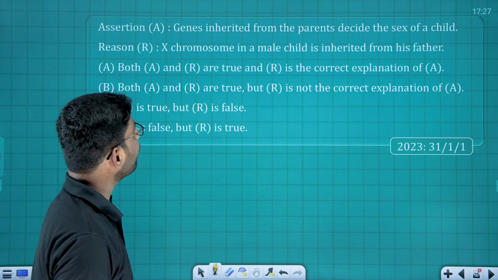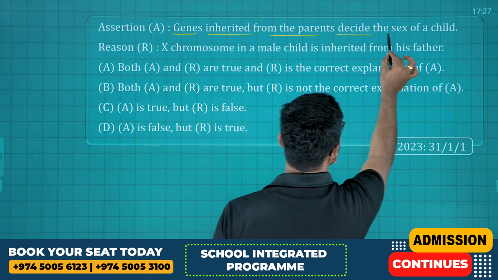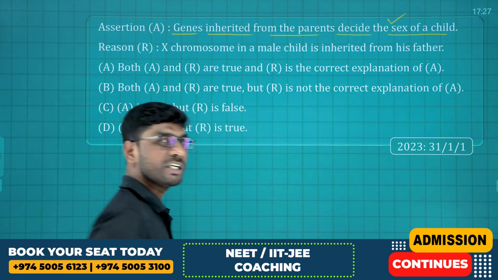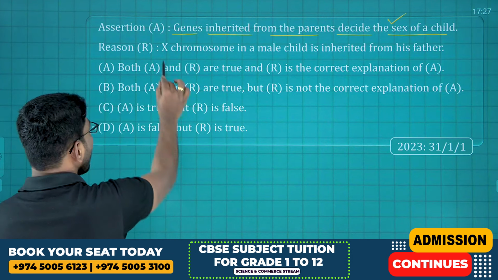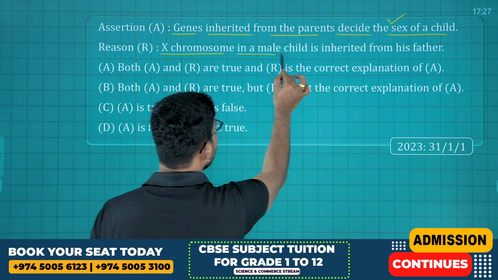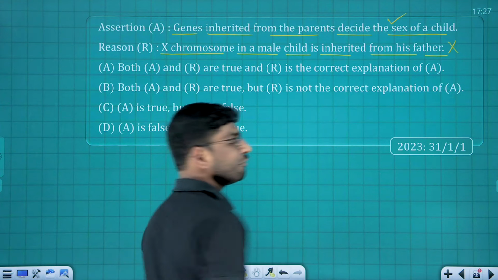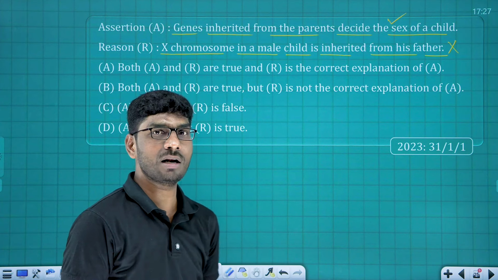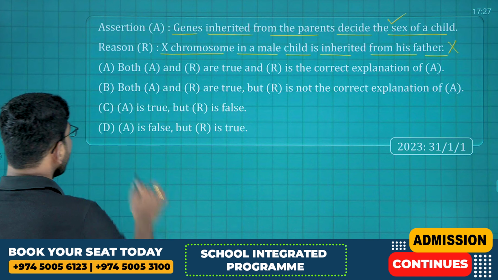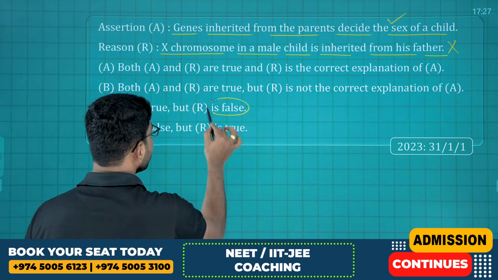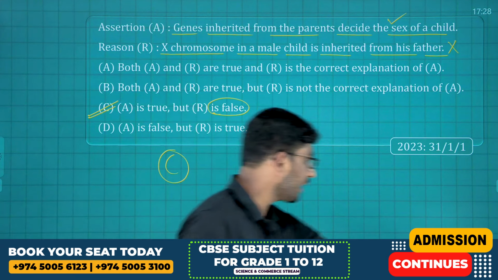Genes inherited from parents decide the sex of child. Correct. Genes will decide. Y chromosome genes, Holandric genes decide. X chromosome in male child is inherited from the father. No, from father, Y chromosome inherited, not X chromosome. So the correct answer is what? Correct answer is assertion true, but reason is false. Option C is the correct answer. Am I clear, students? Next question.